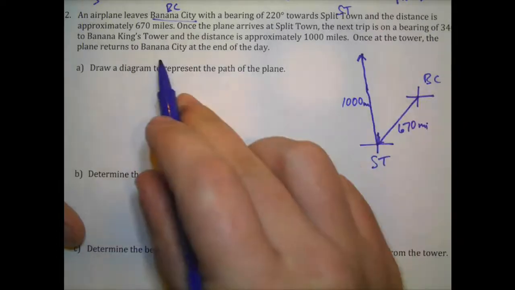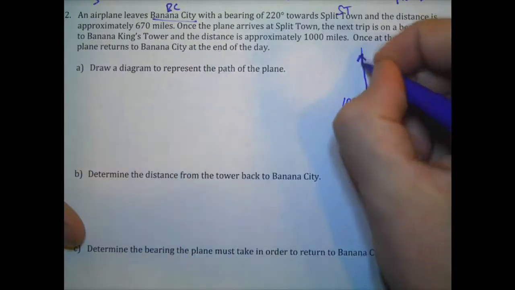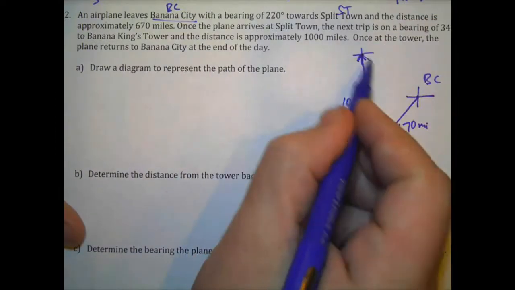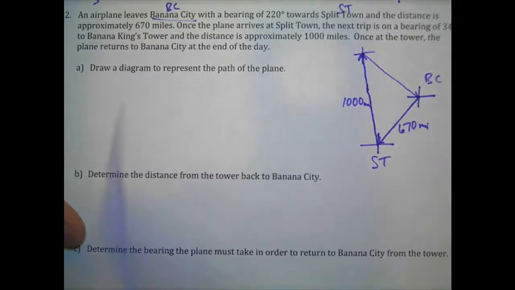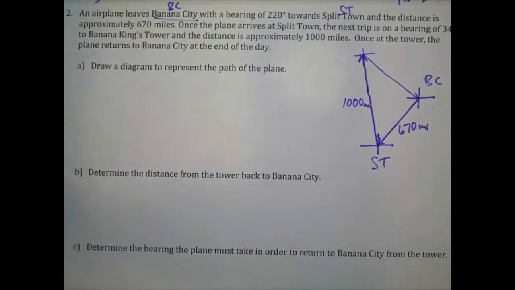Once at the tower, the plane returns to Banana City at the end of the day. So from here, he's going back to Banana City. So we have completed our round trip. Now we can start to determine some things.